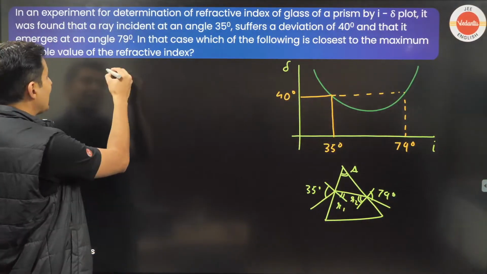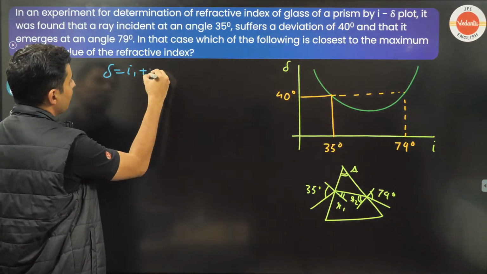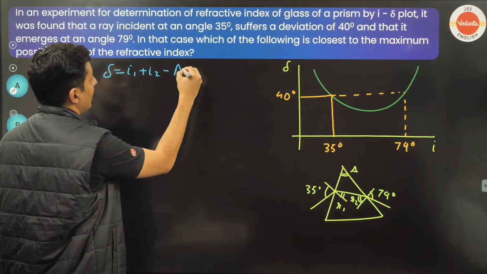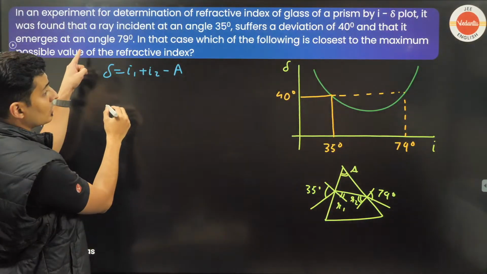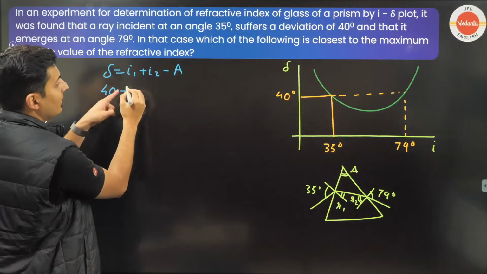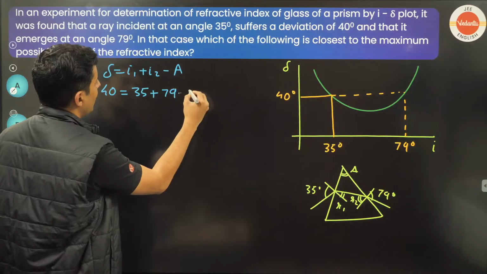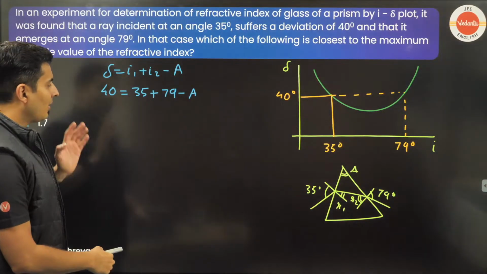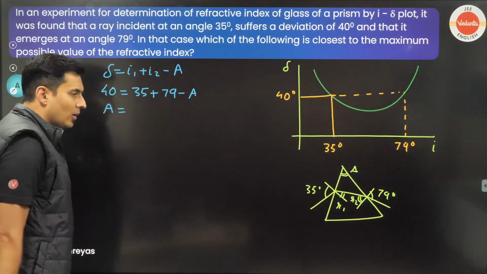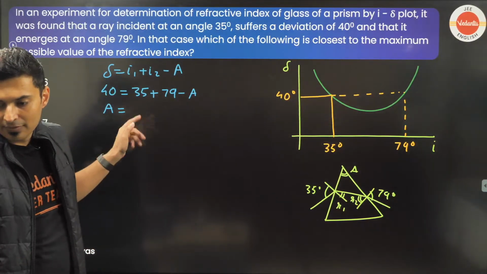So as per the equations, delta is equal to I1 plus I2 minus A. So deviation is 40. I1 is 35 plus I2 is 79 minus A. Okay, from this you can find the value of A, guys. From this you can find the value of A.